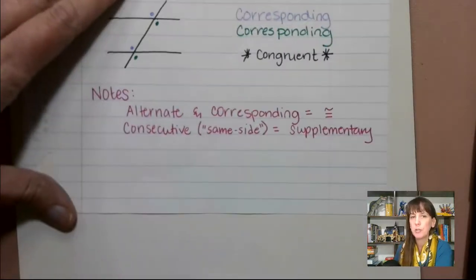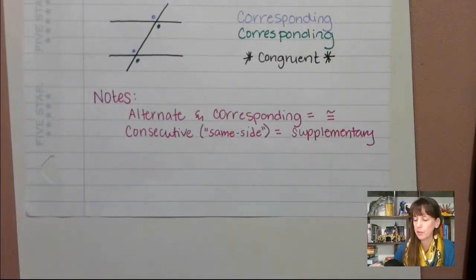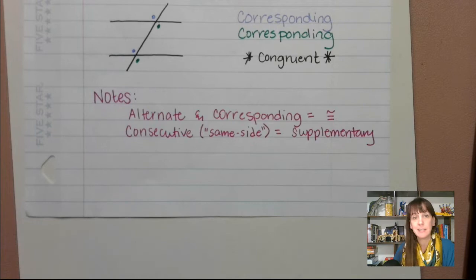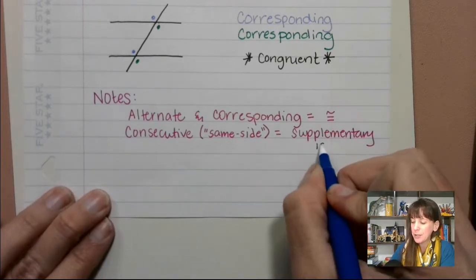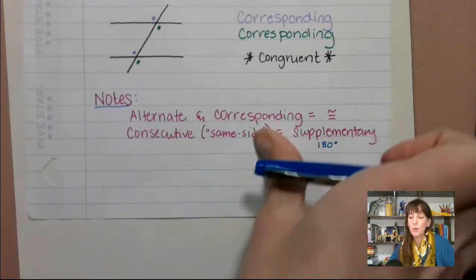Here's what you want to make sure you write down in your notebook. Alternate and corresponding, they're going to be congruent. That's the sign for congruent. Consecutive, aka same side, those are supplementary, and don't forget that's 180 degrees. Okay, so now let's put some of this into action.